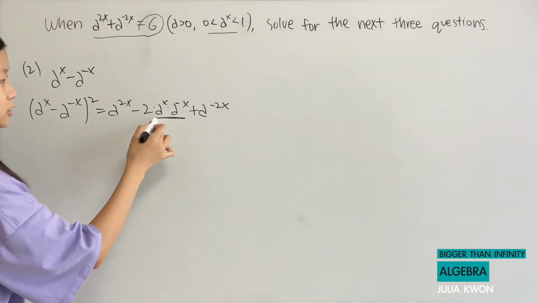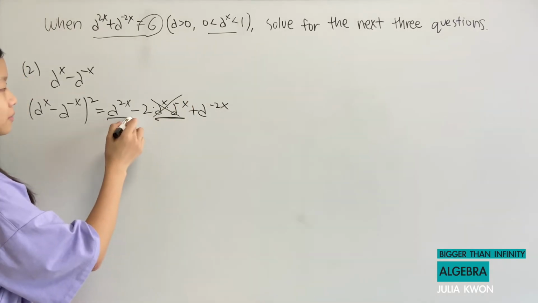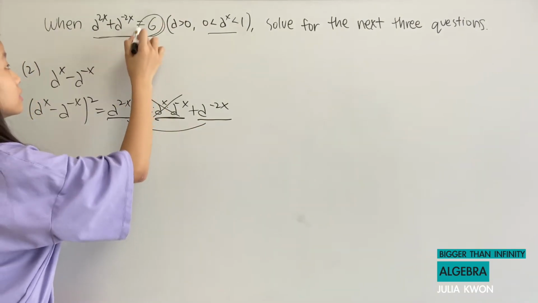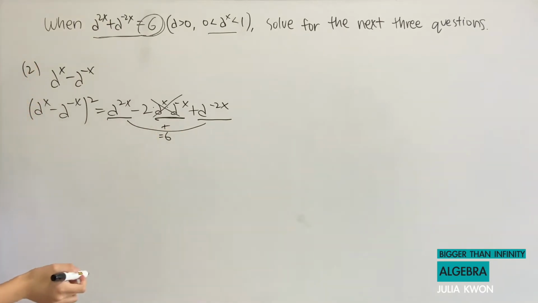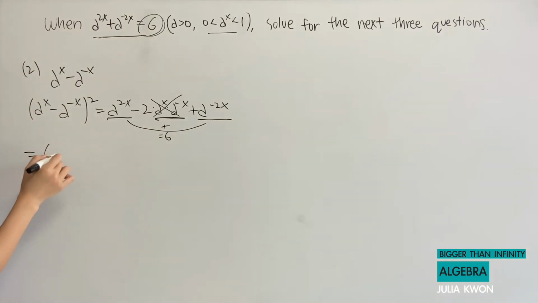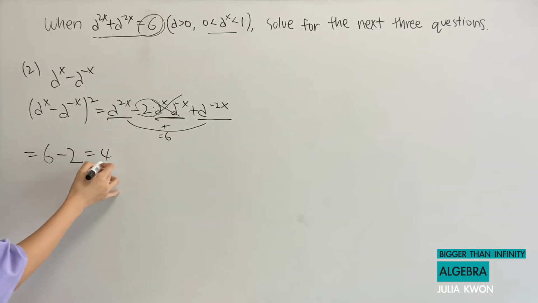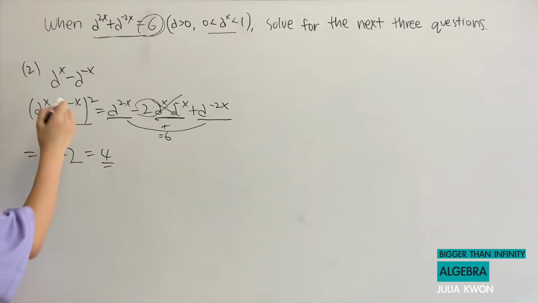These two can be multiplied and cancel out to be 1, and a to the power of 2x plus a to the power of negative 2x, they make 6 if we add them together. That will give us 6 minus 2 from this. That's equal to 4. But again, this is not the final answer yet. What we found for was this. We're trying to find for this.